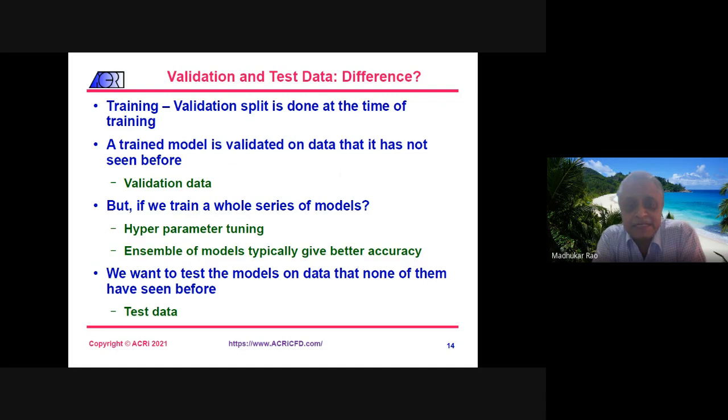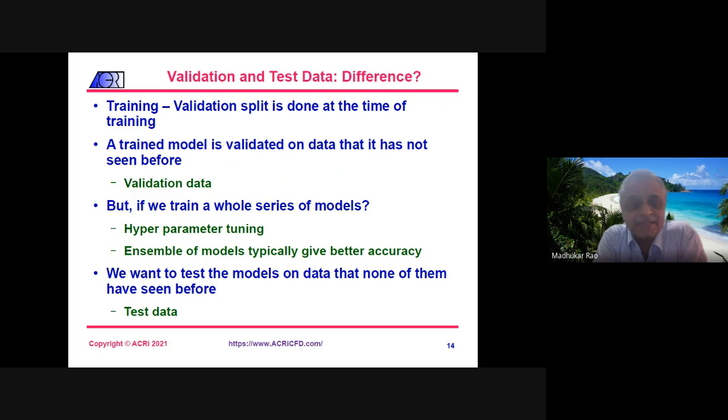So as I mentioned earlier, you take your test data by a random sample or a stratified sampling and keep it aside until all your models have been developed and are ready for testing. But in the process of training, you also want to do a separate training and validation split.